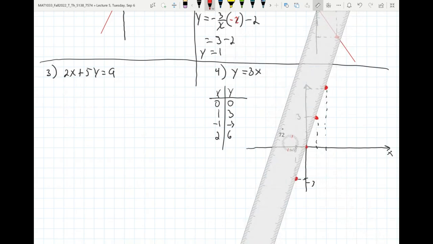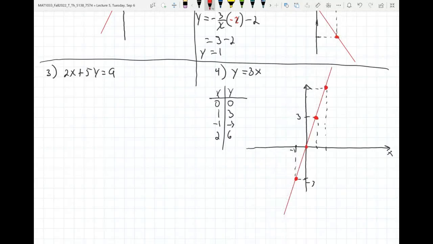We call this a line through the origin, and that's how lines through the origin look. y equals a number times x. That's how the equation of a line through the origin will look. Are you okay with this? All right, let's do this one.